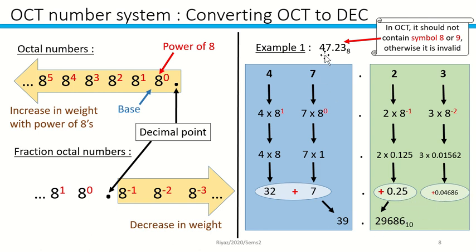So 47.23 in octal is equivalent to 39.29686 in decimal. I hope this is understood, how to convert from octal to decimal.